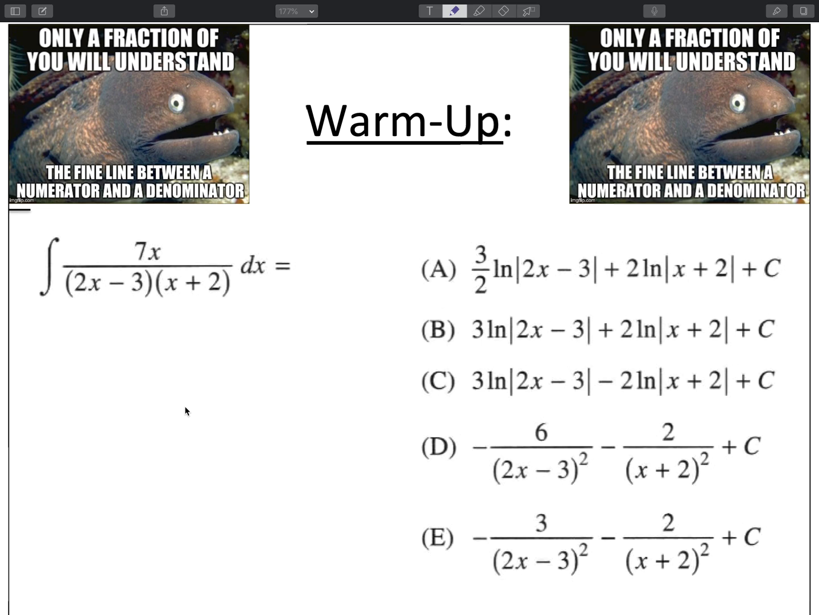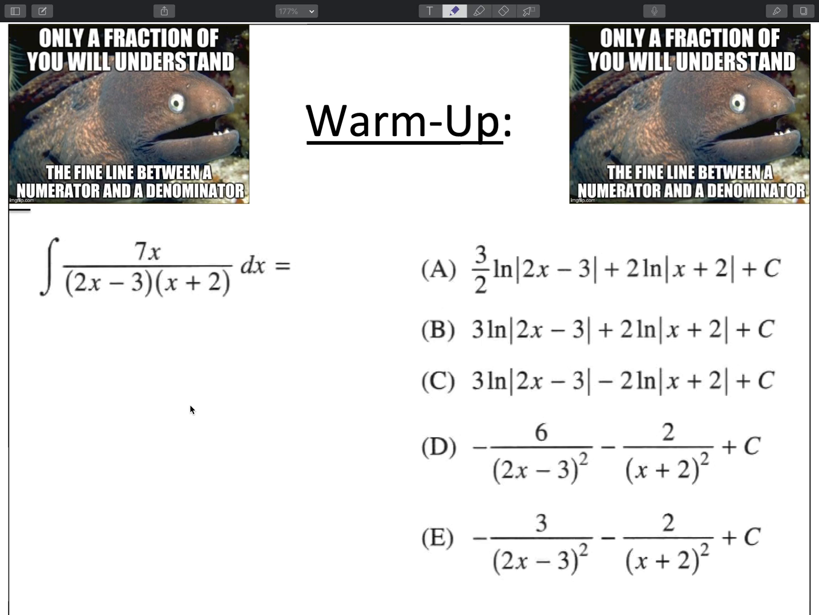We'll give it a second. Anybody know? Yes, this actually is partial fractions, or partial fraction decomposition. So can we break this up into some pieces with A's and B's and try to find out what A and B are by doing a little bit of algebra? If you want, let's go ahead and pause the video, give everybody a chance to try it before I show the solution.